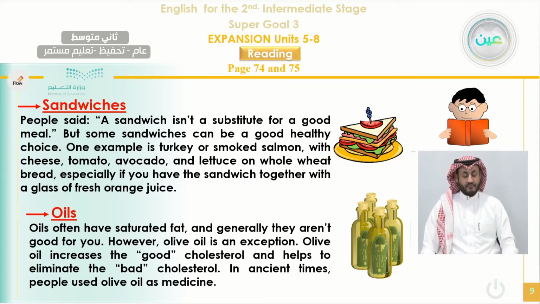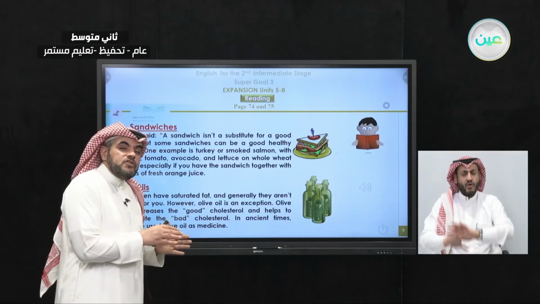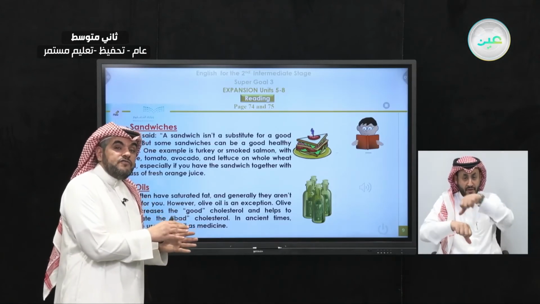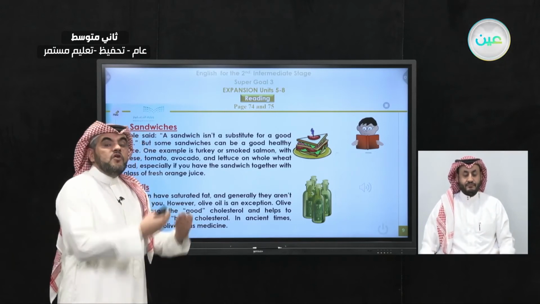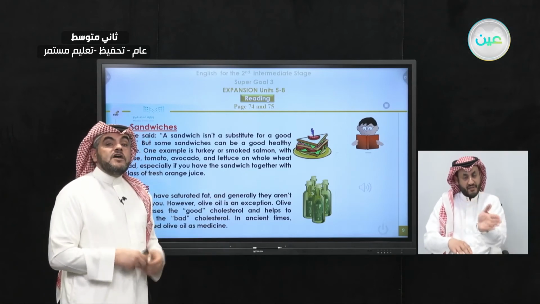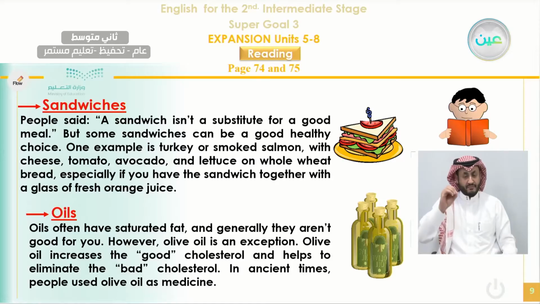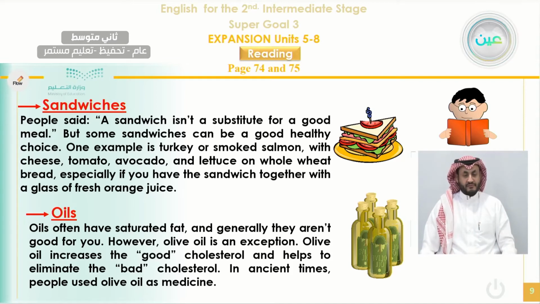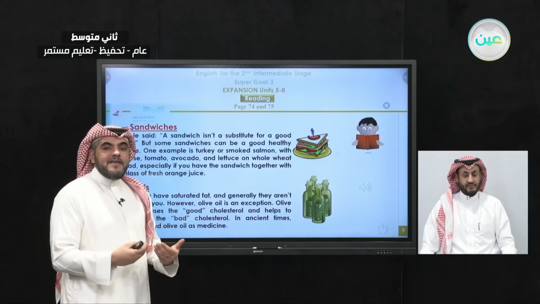However, there is another choice of oil that is called olive oil. Okay, olive oil is an exception. That means when we talk about saturated fat or trans fat, the two kinds of fat that are not good for our bodies, we talk about the opposite thing. As you can see in the picture here, this is the olive oil, okay, that is taken from pressing olives and making the oil. It is an exception that is not included in what we mentioned before, the saturated and the trans fat.